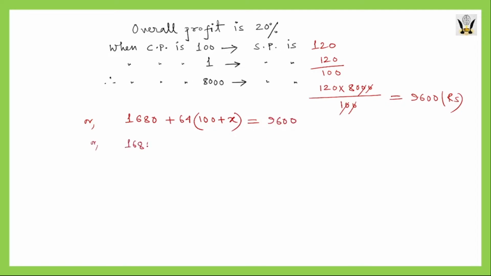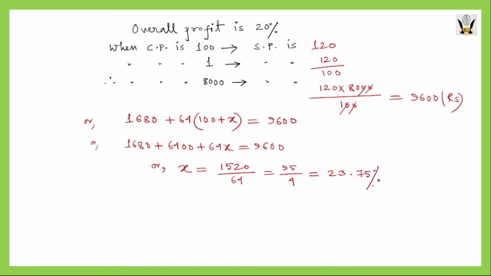So it will be 1680 plus 6400 plus 64X, and that will be 9600. So this is a linear equation in the unknown variable X, and if we further simplify, this is an easy one, and the final value of X will be 1520 divided by 64. So finally it will be 95 divided by 4, or we can say 23.75, and this will be in percent, because X was the profit percentage of the second lot where we had 80 pens, so this value will be represented in percentage.